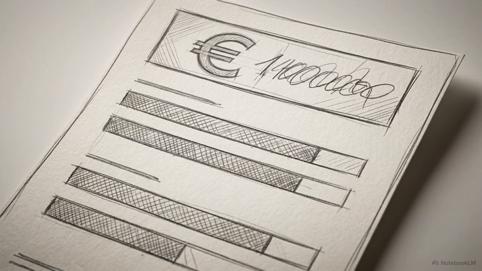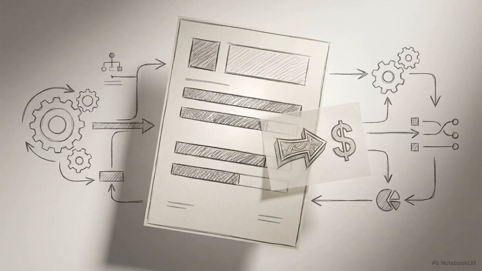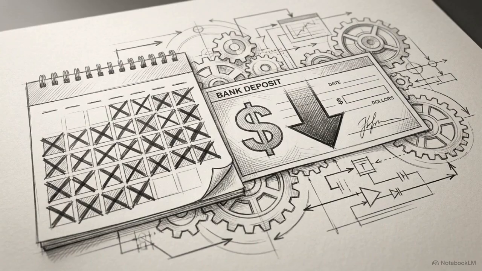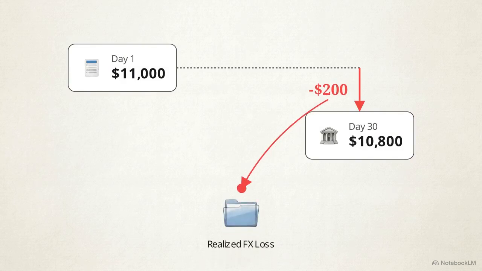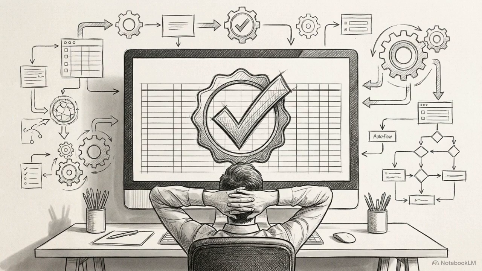Suppose you issue that invoice for 10,000 euros. Today, the software calculates that as exactly 11,000 US dollars. 30 days pass and the euro weakens. When the client pays, it's worth $10,800. Behind the scenes, the system records the initial 11,000 on day 1 and the 10,800 on day 30. It detects the $200 shortfall and immediately routes it into the realized FX loss account we built earlier. Because you configured the accounts up front, the software handles reconciliation automatically. You bypass manual journal entries entirely.